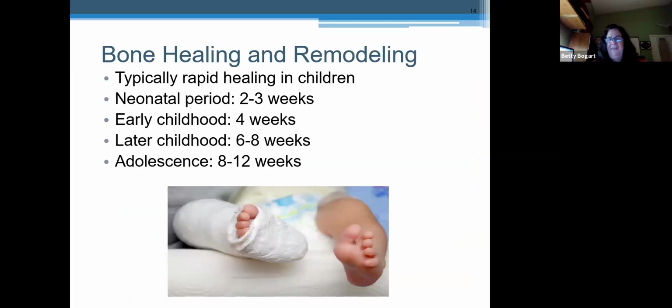Now, children, I think this is one of the most interesting things. And it makes me understand a lot more about children and their bones and casting. So, neonates, this is your infants, ages birth through 28 days old. Look how quick they can heal a bone, 2 to 3 weeks. Why is that important to know? Well, why would an infant need bone healing? Well, one of the things is a fractured clavicle, right? So you put on a clavicular splint, 2 to 3 weeks, they're healed.